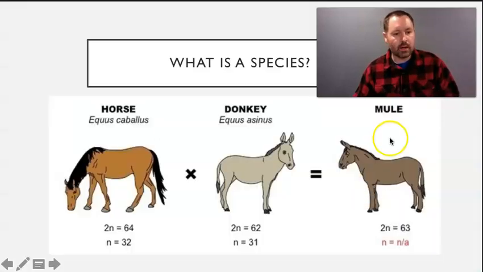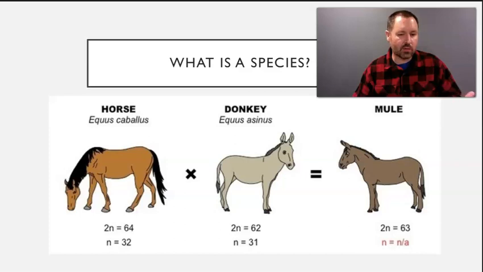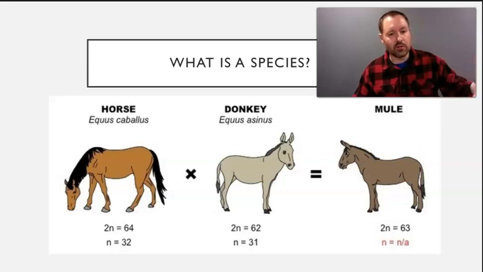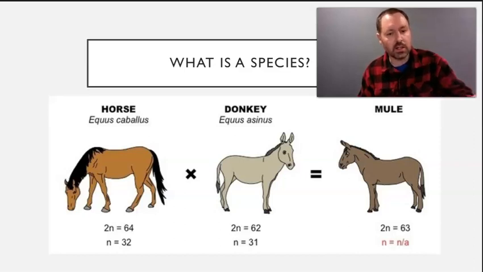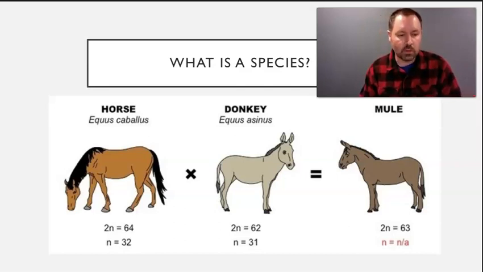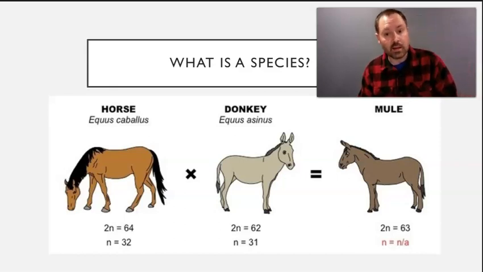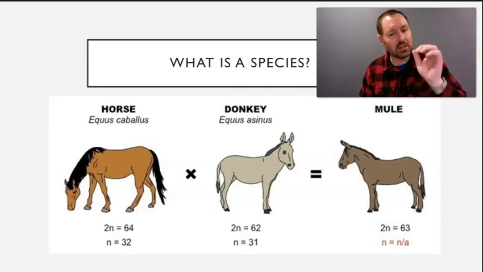So the very first thing we need to do is review just a little bit of what is a species, something you should have read on the very first page of our chapter. I suppose it's good to start off with what is not a species. So a horse is a species and a donkey is a species. Notice the horse has 64 chromosomes and the donkey has 62 chromosomes. Well, can the horse and the donkey reproduce with each other? Yes, they can. And when they reproduce with each other, they make a mule. A mule has 63 chromosomes.